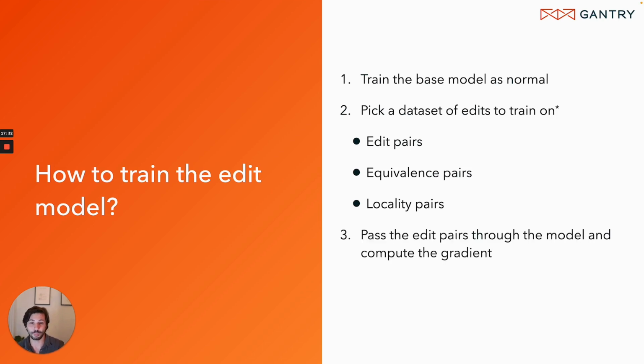Then we'll pass each of these edit pairs through our neural network, and we'll do a backward pass to compute the gradients of the loss function for that edit pair applied to each of the layers of the neural network.